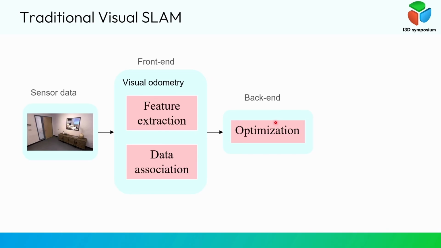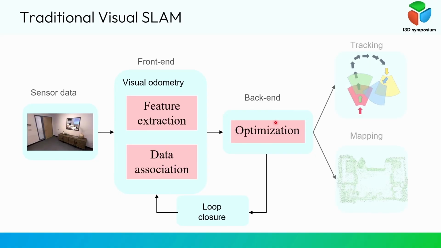And at the back end, they will optimize the camera pose and refine the camera trajectory. And when the system detects a visited place in the environment, they will do loop closure to refine the whole system, refine the entire scene. So the output of this SLAM system has two parts. First is the camera tracking trajectory, and the second is the 3D mapping results of the environment.